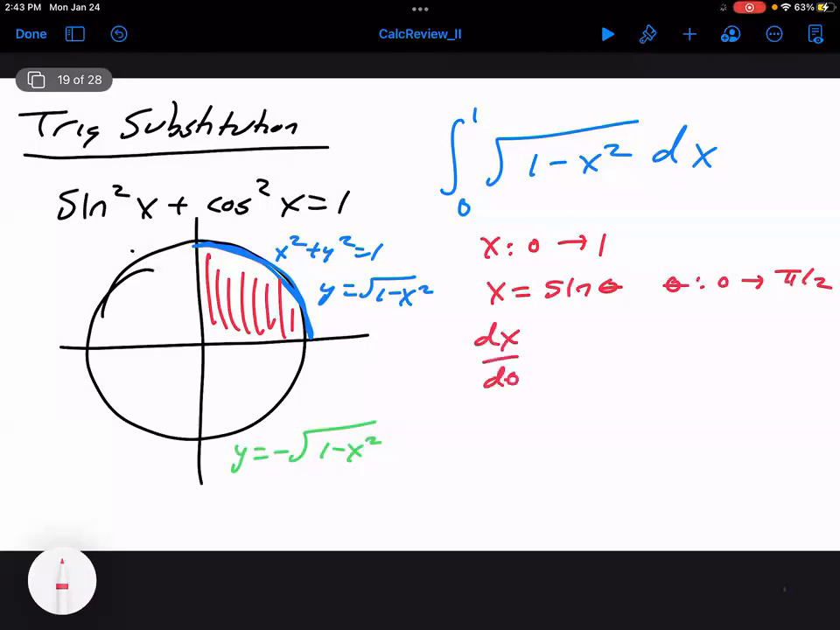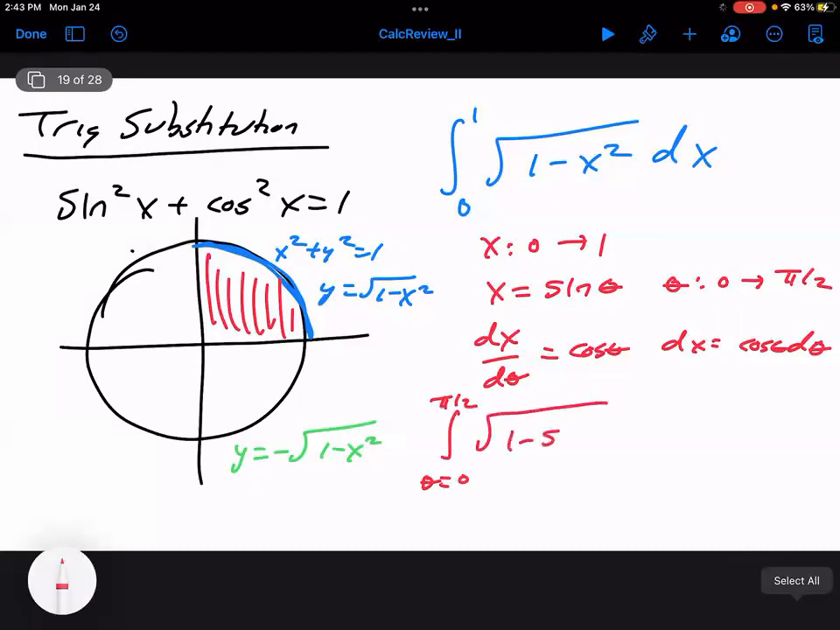So dx d theta, derivative of sine is going to be cosine of theta. So dx is cosine theta d theta. So now we have the integral, theta goes from 0 to pi halves. Again, I like just being very explicit. Square root of 1 minus x squared, that's the square root of 1 minus sine squared of theta. Dx is just cosine theta d theta.